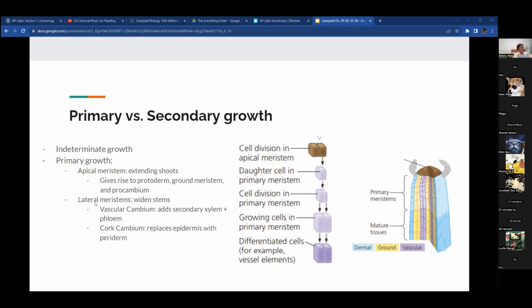And then the secondary growth is carried out by lateral meristems. There are two types of these. There's the vascular cambium, which adds secondary vascular tissue.